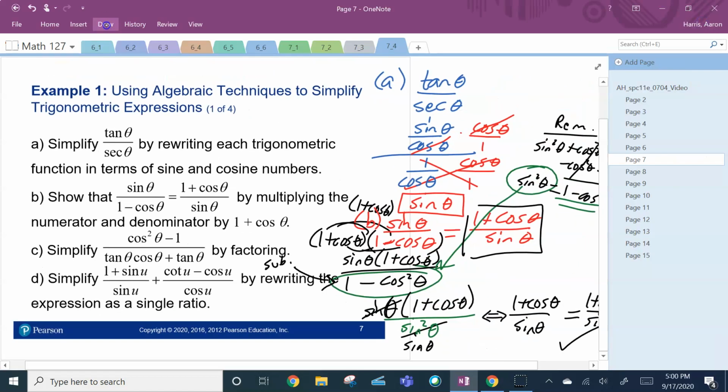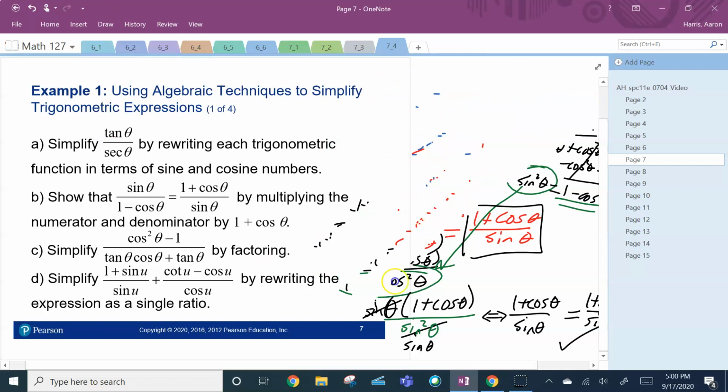Alright, let's do C. I've got to clean this up a little bit before I do C and D.